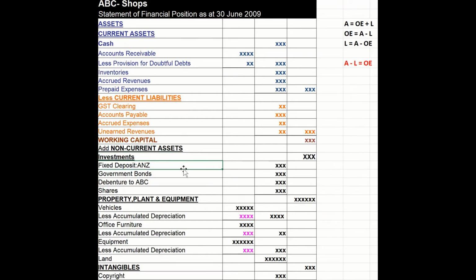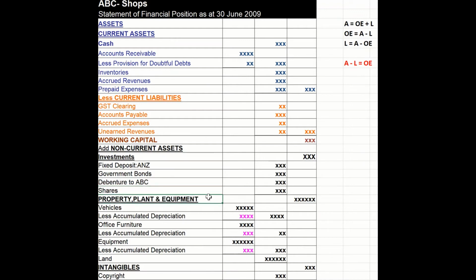And that is fixed deposits or term deposits, government bonds that you bought, debentures that you bought. Remember, a debenture is basically another business borrowing money from you, or shares. In other words, you as a business bought shares in another company. Those are all assets to you under investments.